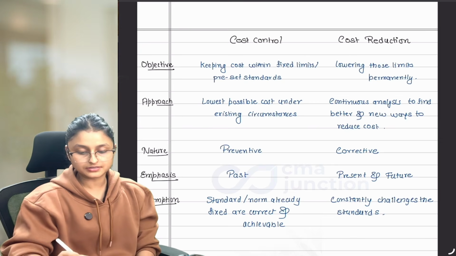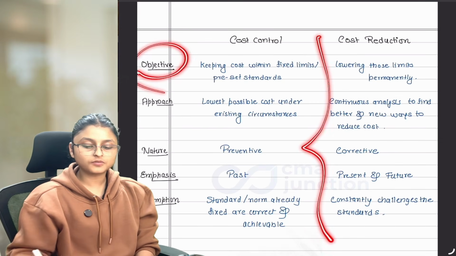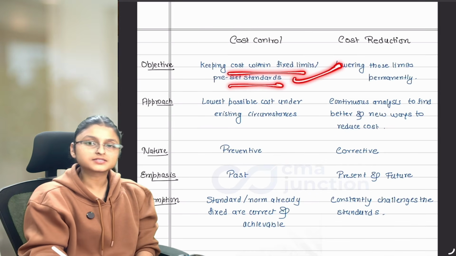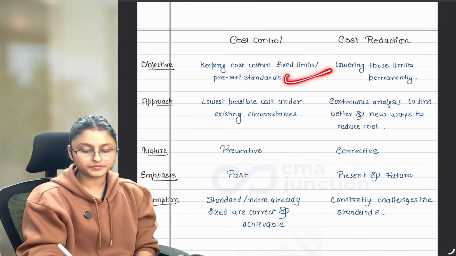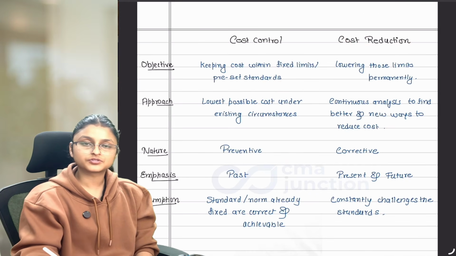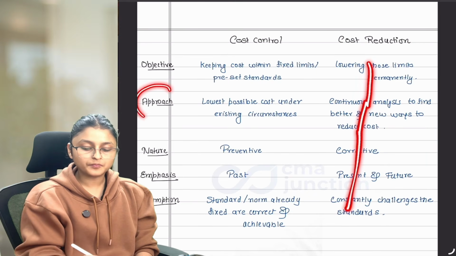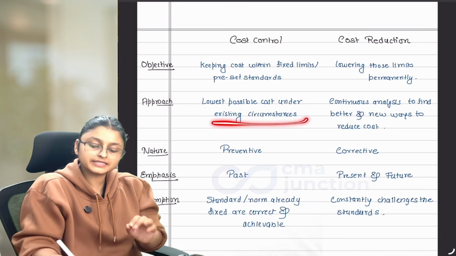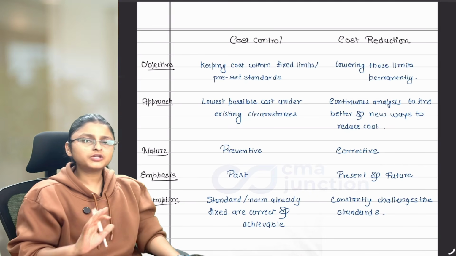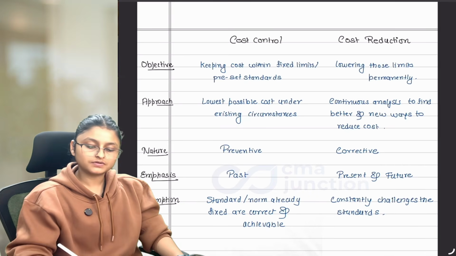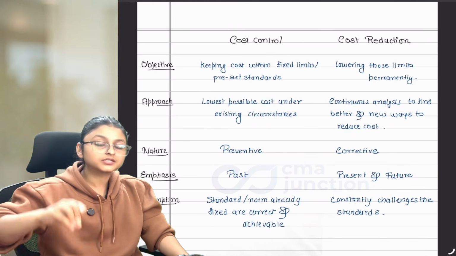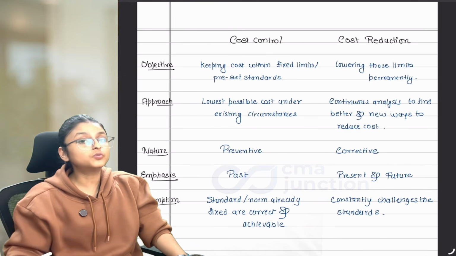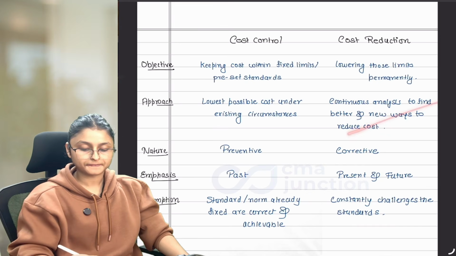I hope you have written this as well. Now, what is the objective? Here our aim is only to achieve our standards, right? Achieve our fixed limits. In cost reduction, our aim is to lower the cost permanently. Here our approach is to achieve the lowest possible cost, but in the existing circumstances itself. We will not do something very different. We'll only do what can be done in the existing circumstances. In cost reduction, we find some new techniques or new ways so that we can reduce the cost.